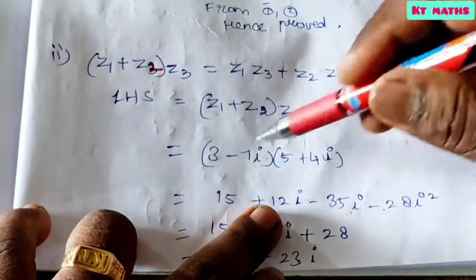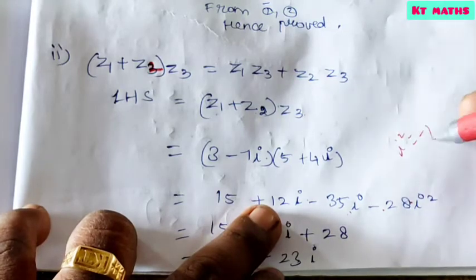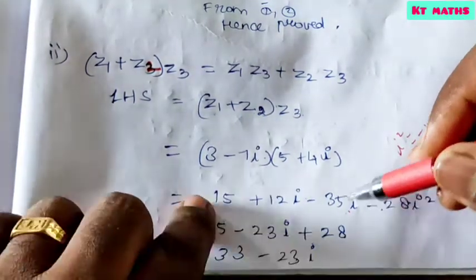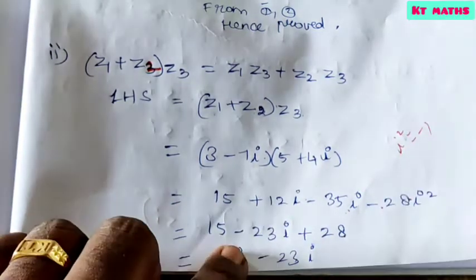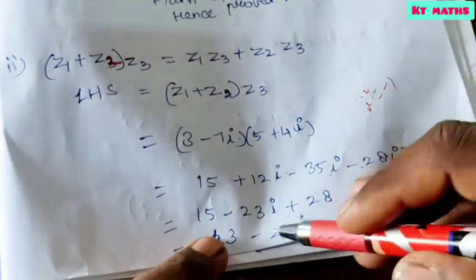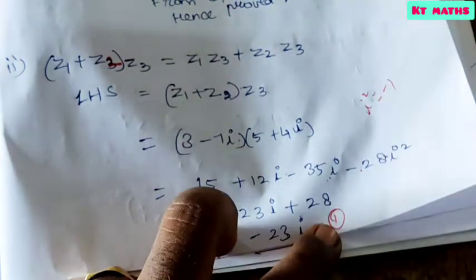is minus 28 i squared. We know that i squared equal to minus 1. So minus into minus gives plus 28. 15 plus 28 is 43, minus 23i, which is equation number 1.